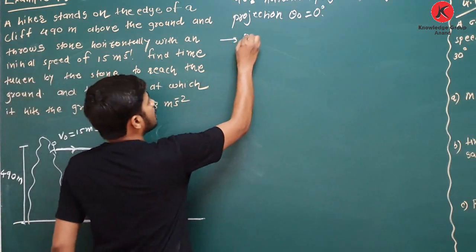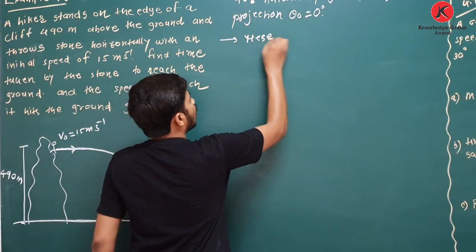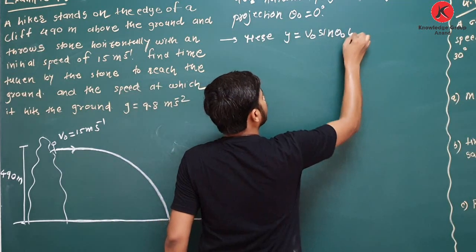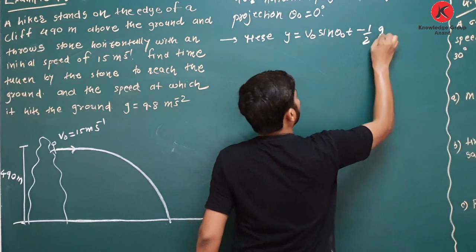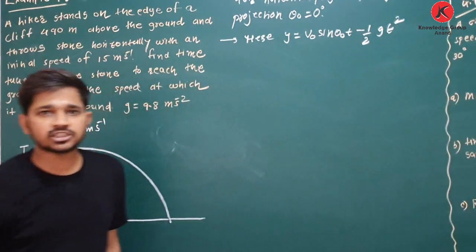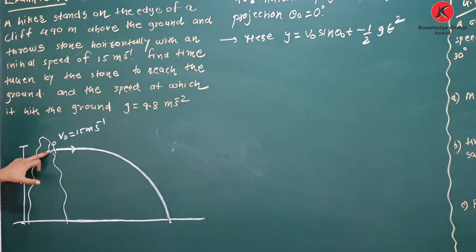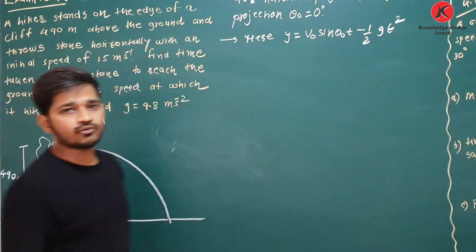Here y is equal to v0 sine theta 0 t minus half g t square. Yes, we know this equation. Why take the equation of y here? Initially the stone is here, finally it is on the ground. So from the figure we can say the displacement of the stone is 490 meters in the vertical direction. So you have to take the y component. Clear? Okay. Now see how to put the value of y.